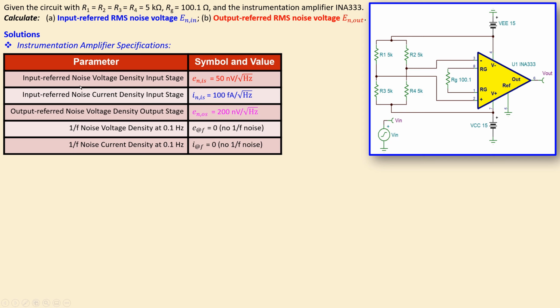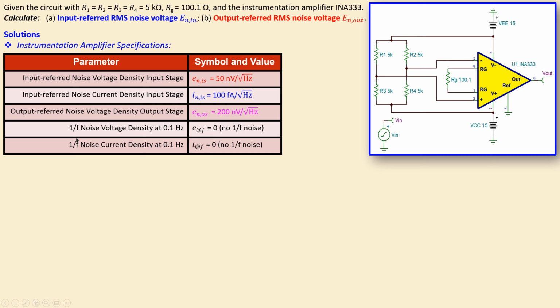The input referred noise voltage spectral density of the input stage is given here, which is 50 nanovolts per root hertz, given by this symbol. It also has an input referred noise current density, again for the input stage, so that is also here given by this symbol. It has a value of 100 femtoamps per root hertz. Now it is also an output referred noise voltage density of the output stage, and that is given by this symbol, which has a value of 200 nanovolts per root hertz.